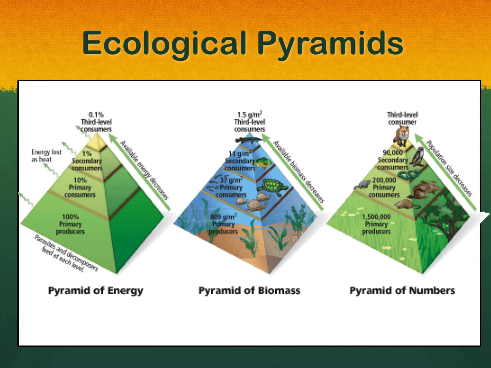There are different types of ecological pyramids. We just talked about the energy pyramid, which was the amount of energy at each level. There's also a biomass pyramid, which is the mass of biological material at every level, and also a number pyramid, which is the number of organisms at each trophic level. But in general, the same rules apply, the 10% rule in general.